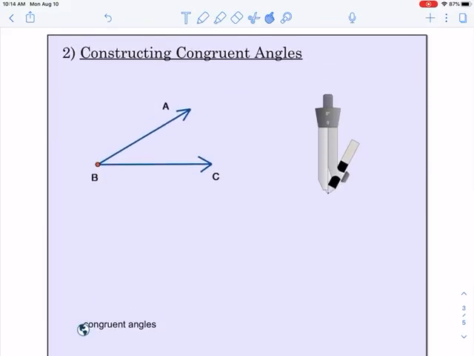Okay, so constructing congruent angles. Constructing congruent angles, again, is going to be the same thing as copying an angle. So again, I'm going to import a video now on how to copy an angle or how to construct congruent angles.